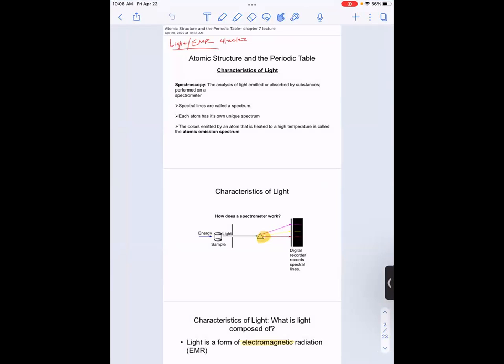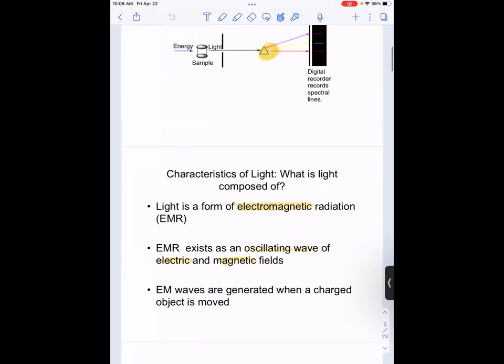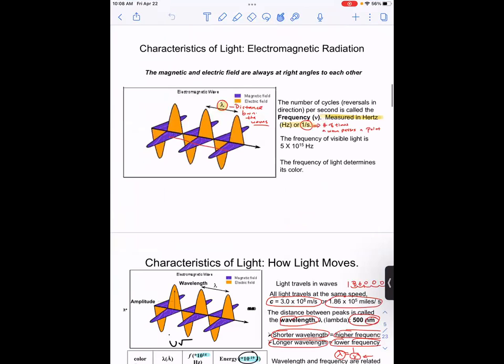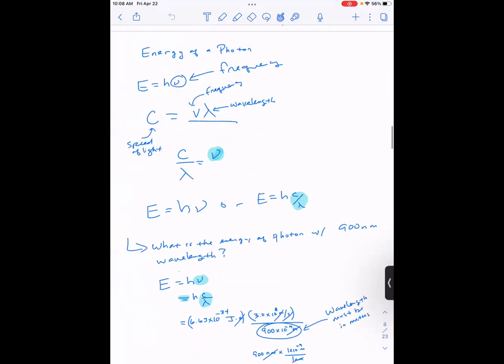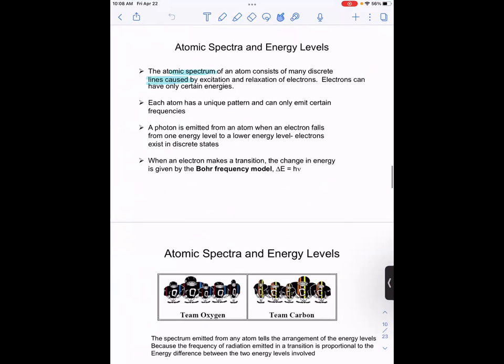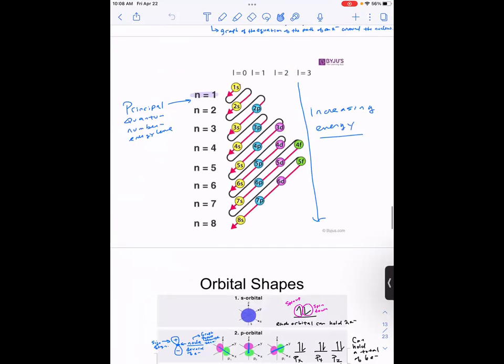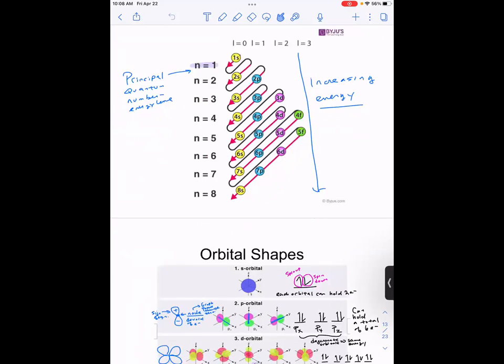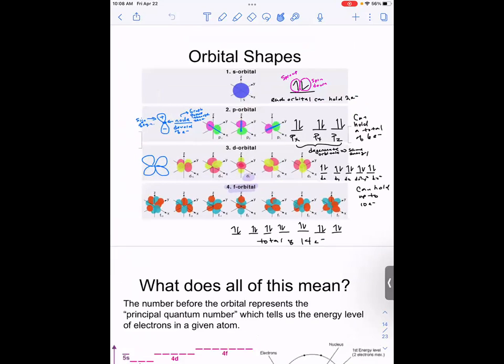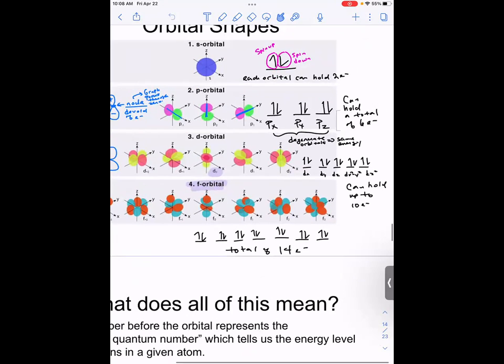All right. So I think we ended here. Well, we didn't end here, but we were walking through this and we were talking about electron configuration and the principal quantum number and so on and so forth. So we left off talking about the different types of orbitals and how many electrons each orbital can hold.